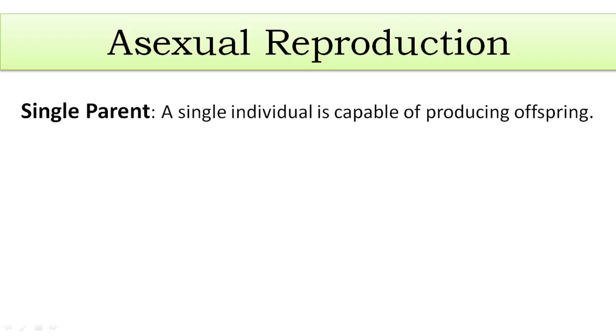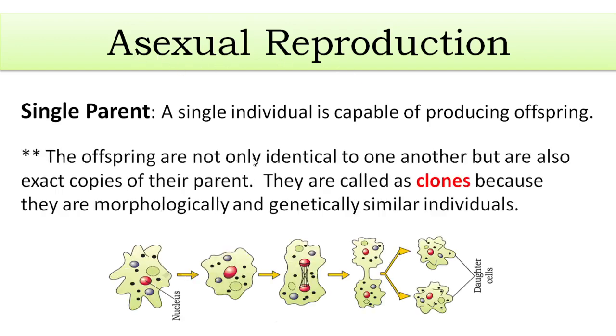So in the asexual mode of reproduction, since a single parent is involved, a single individual is capable of producing offspring. So that is what is called asexual reproduction. Asexual means single, or without the involvement of two sexes, right? Asexual reproduction.